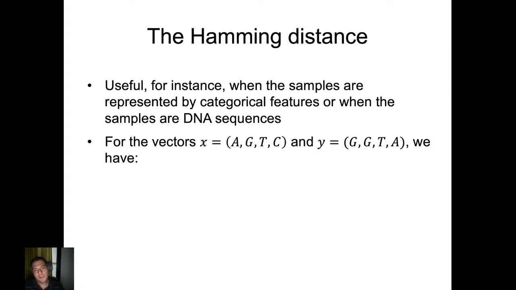So in this case, for DNA sequences, we can use the Hamming distance. For the Hamming distance, we just add 0 if the letters are equal, and 1 if the letters are different. So for these two sequences of DNA nucleotides, we have the Hamming distance 2.